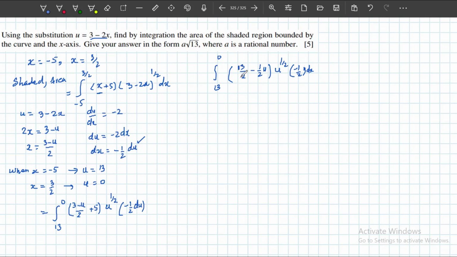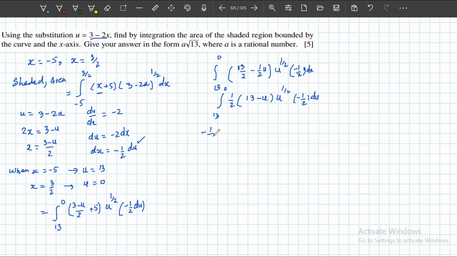So this is 13 over 2, and minus 1 over 2, that is correct. And now remember there is a 1 by 2, so 1 by 2 comes common. 1 by 2 here, 13, upper limit 0. We have now 13 minus u and u power 1 by 2, and this one we have minus 1 by 2 du, and this 1 by 2 and 1 by 2 we will multiply, it becomes 1 by 4.